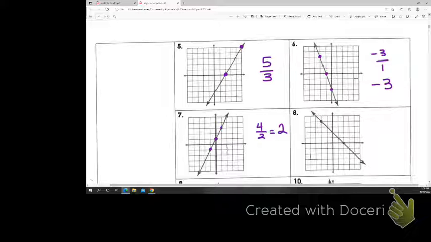How about number 8? Negative 1. I could use both of these and reduce, or I could just see, look, every point is a perfect corner. So it's just going down 1 over 1, down 1 over 1, repeatedly over and over.